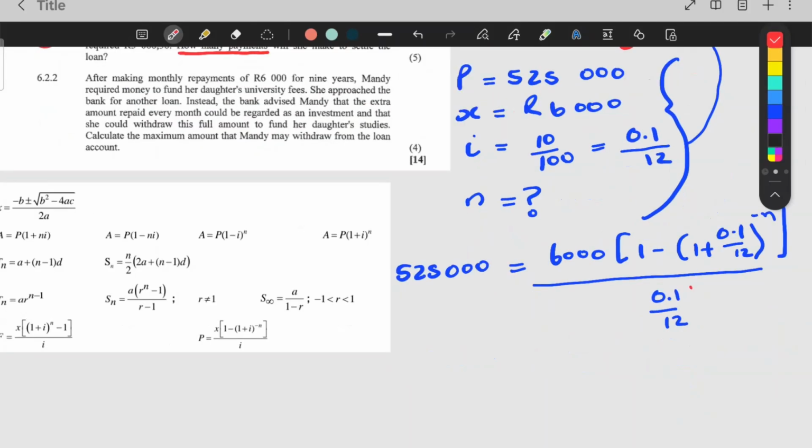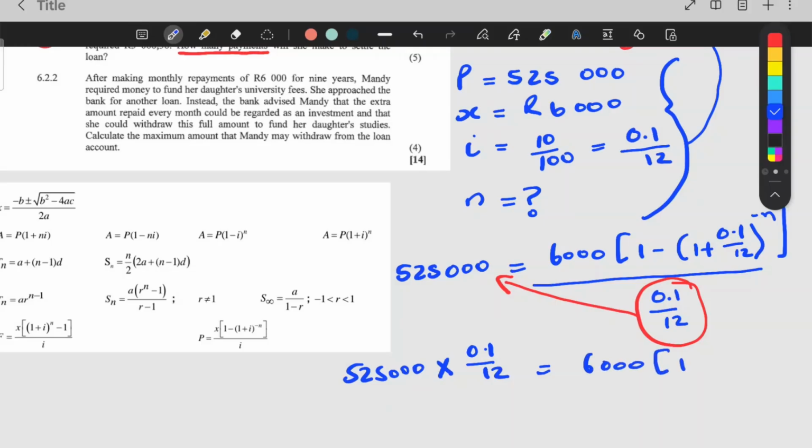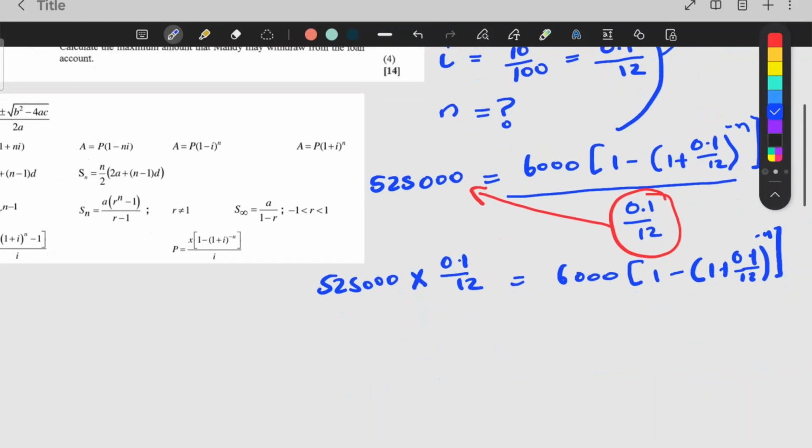So the first thing I'm going to do is take this over to that side. In my next step, I'm going to have 5,000 and multiply it with the interest here at the bottom. This 6,000 stays here with this bracket, to the negative N, close. There, I'm going to get rid of the 6,000.